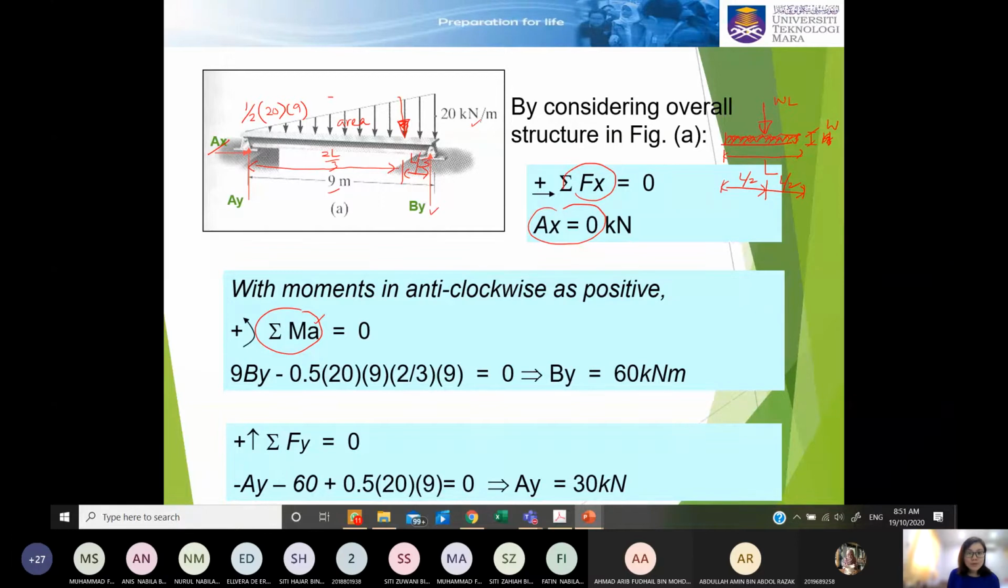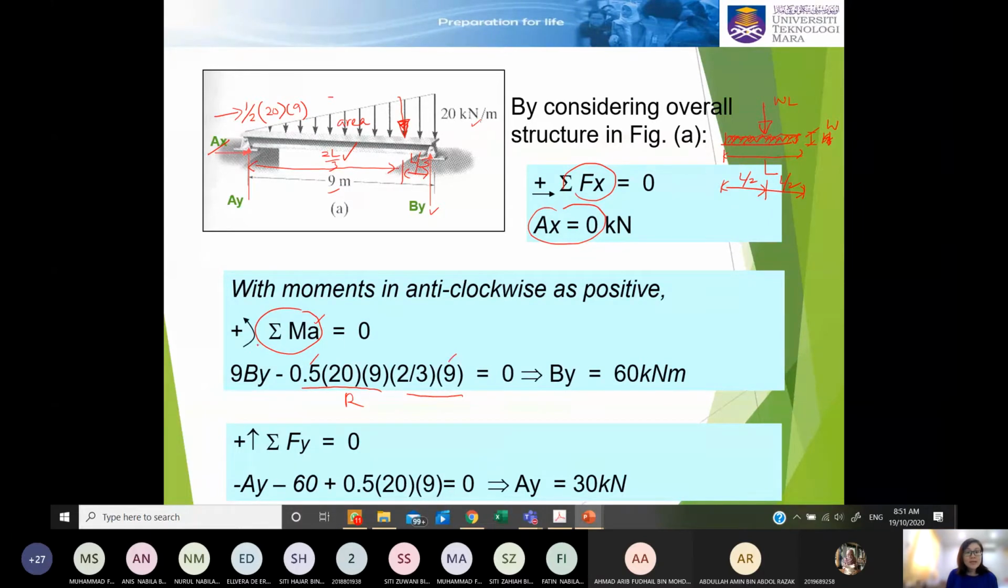Okay, so we go back to this triangle. We want to take summation moment at A equal to 0. Therefore, we will have to determine the distance from the resultant to the A. So this will be the distance that will be used. This is the resultant, half 29 that we already found here, right? And then this will be the distance, 2/3 of the length. The length is 9 meter.